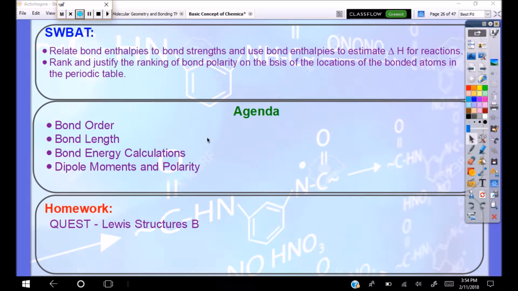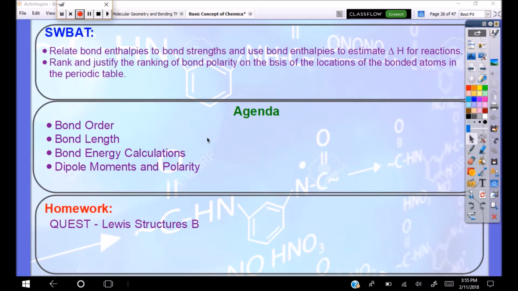Today we're going to relate bond enthalpies to bond strength and use bond enthalpies to estimate delta H for reactions. So we're getting into a little bit of thermo again. Rank and justify the ranking of bond polarity on the basis of the locations of the bonded atoms in the periodic table.